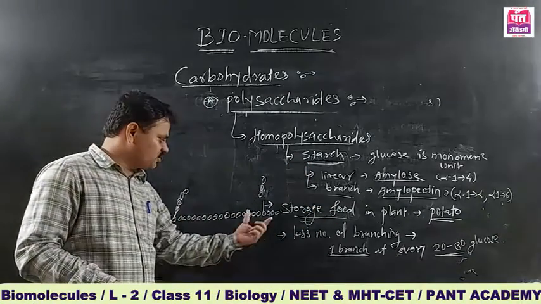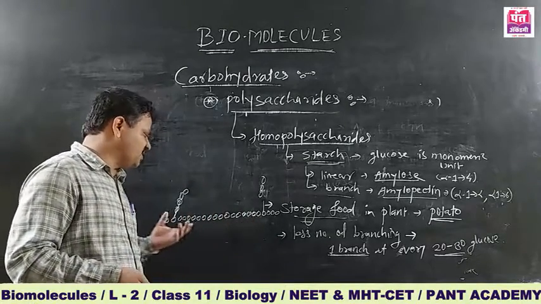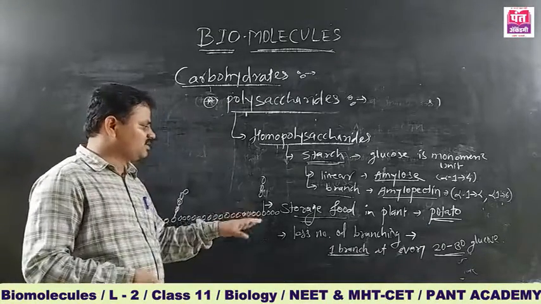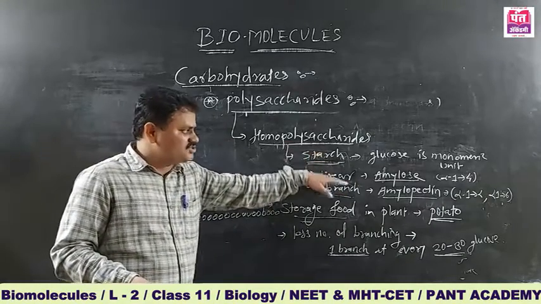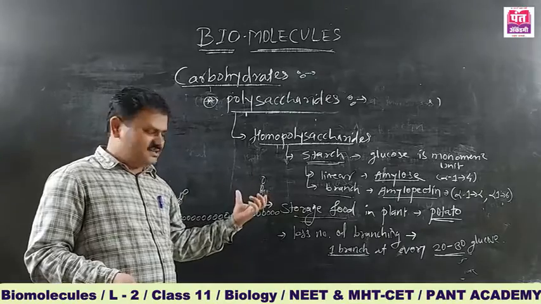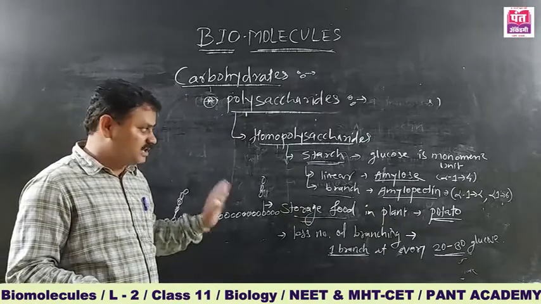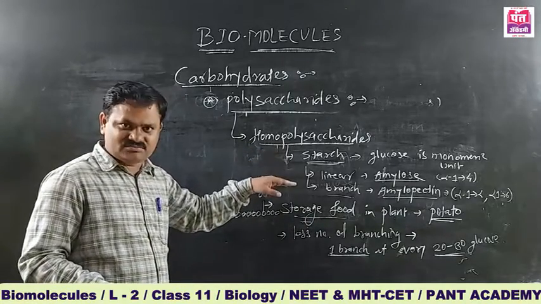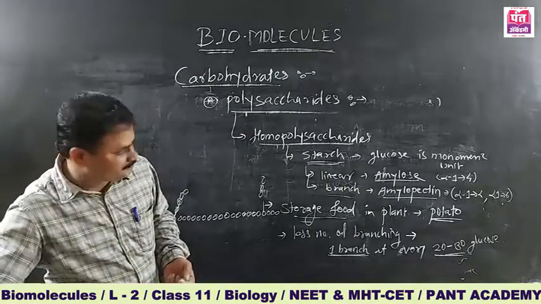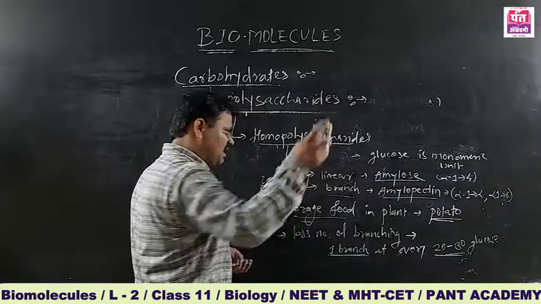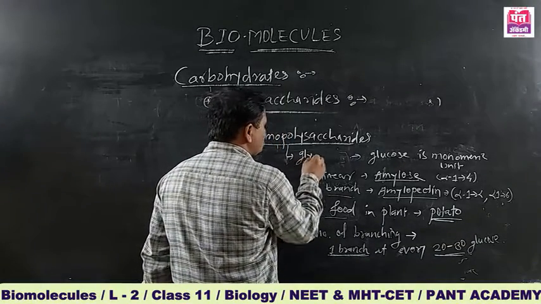So 20 to 30 glucose molecules are present between two different branches of this amylopectin in the starch. In starch, the branch is present at every 20 to 30 glucose molecules, and therefore it has some difference from the other kind of homopolysaccharide found in animals. So we can say the second type of homopolysaccharide is glycogen.